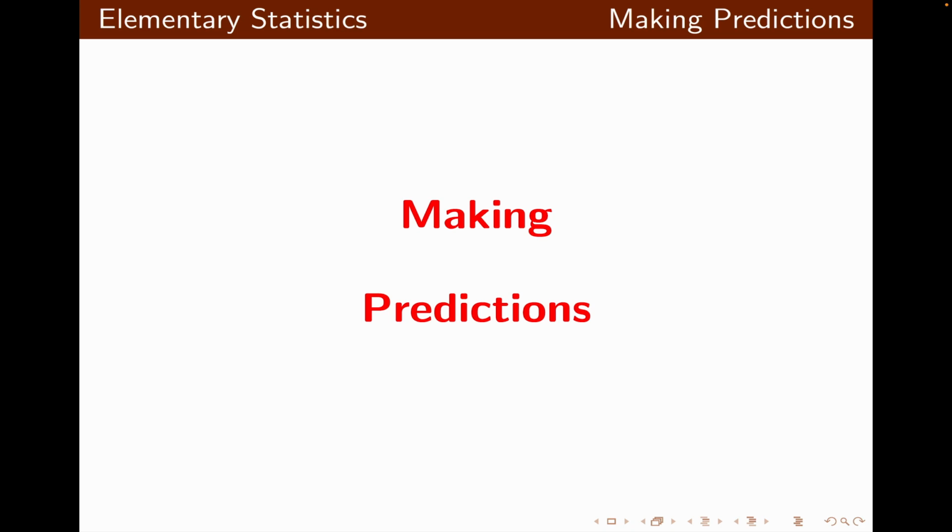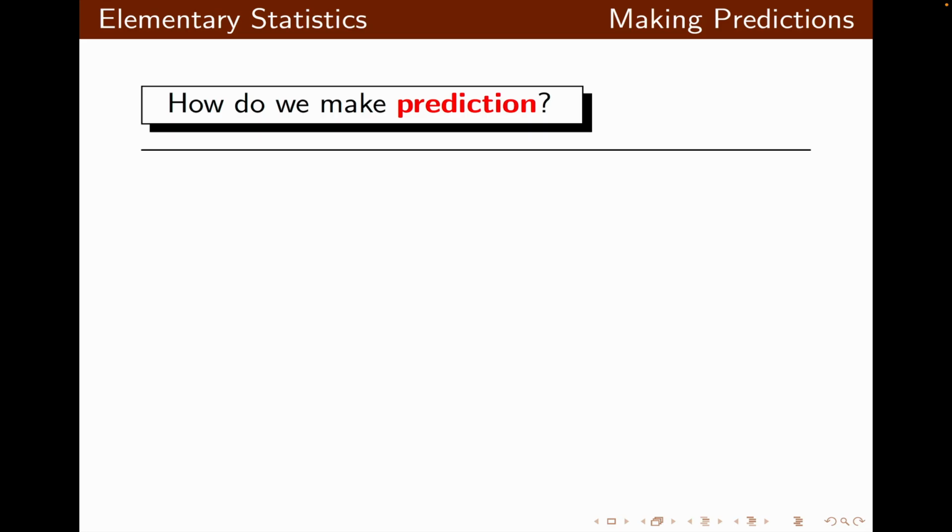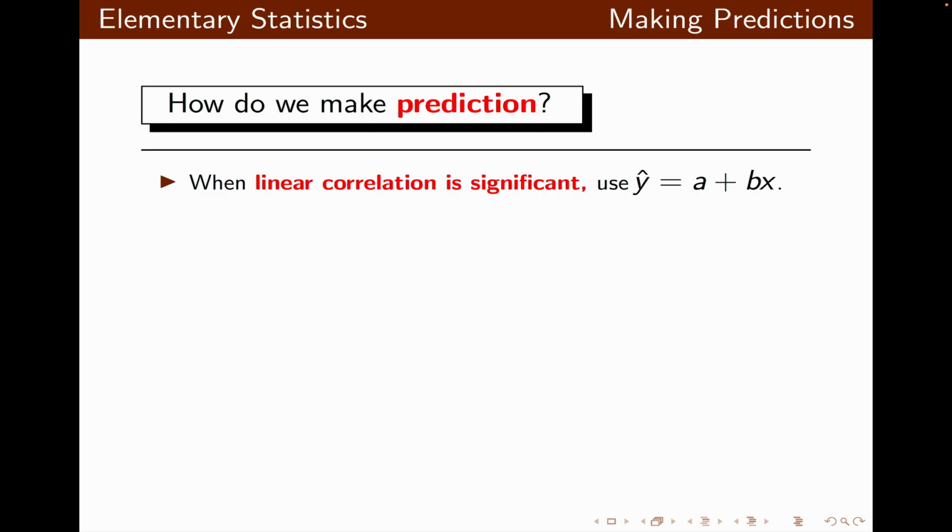In this video, I'm going to talk about making predictions. How do we make predictions? When linear correlation is significant, we use the regression line y equals a plus bx. Plug in the x value to find the prediction value y.